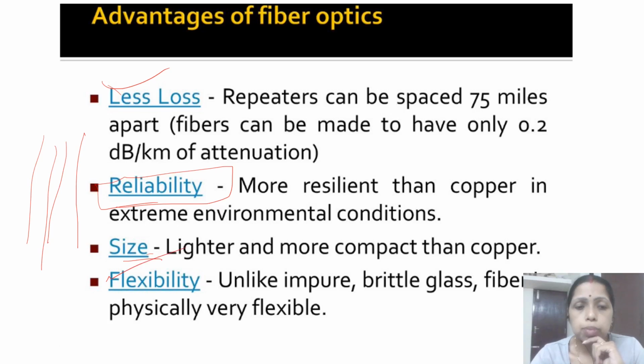Flexibility means you can bend the glass fiber easily compared to the copper wire. If you bend the copper wire, it gives high loss, but in the case of the optical fiber there is high flexibility and it will not affect the signal strength. So these are some advantages.